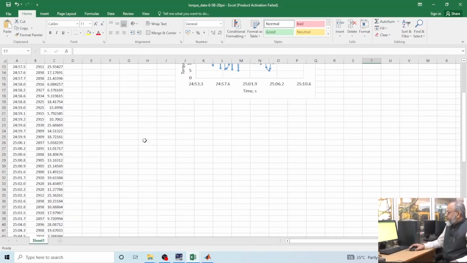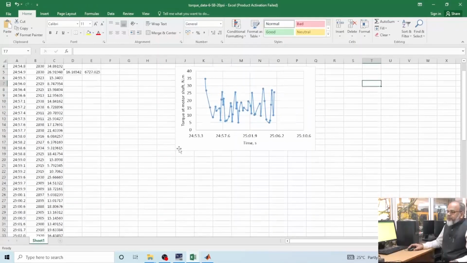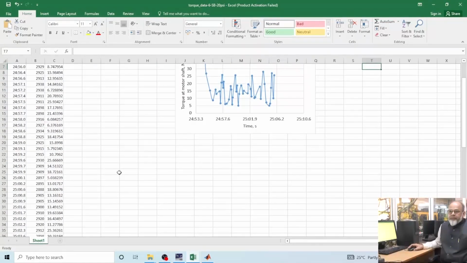Then, to find the tractive efficiency, we need to know the torque value, because it is the ratio of drawbar power to axle power. The axle power we can calculate by knowing the torque and the RPM, so T times omega gives the axle power. For drawbar power, we know the pull and the actual velocity. So P times V_A divided by T times omega will give you the tractive efficiency. When you multiply by 100, that gives the tractive efficiency in percentage.